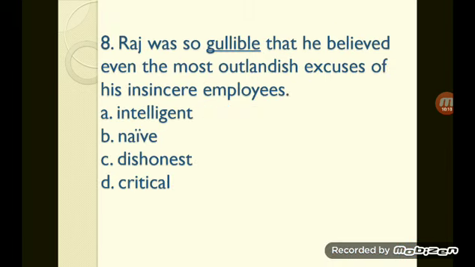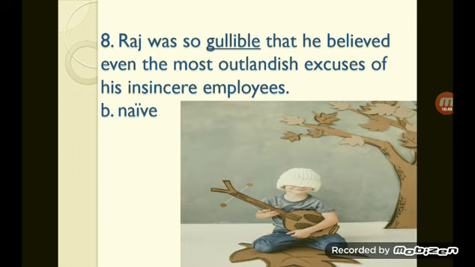Sentence number 8. Raj was so gullible that he believed even the most outlandish excuses of his insincere employees. His employees, insincere, means they're not telling the truth. But this person is so gullible that he believes those false excuses that they are making. So he's not dishonest. The poor man is not intelligent also, and he's not critical also. He's naive. He is simple. He is innocent.